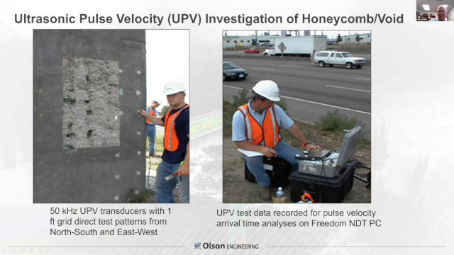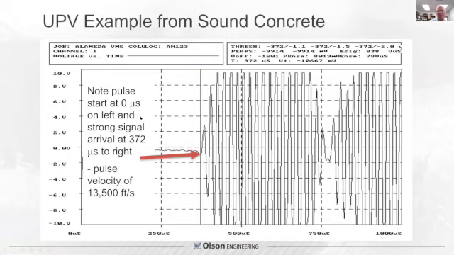So we did ultrasound, sending sound waves north to south and east to west with this small transducer. It's the ultrasonic pulse velocity transducer. And a similar one's on the back side. It receives the signal, and it shows a good arrival at 372 millionths of a second. This is time and voltage. If you do the math, velocity equals distance divided by travel time, and you come up with a velocity of 13,500 feet per second for this 5-foot thick column.